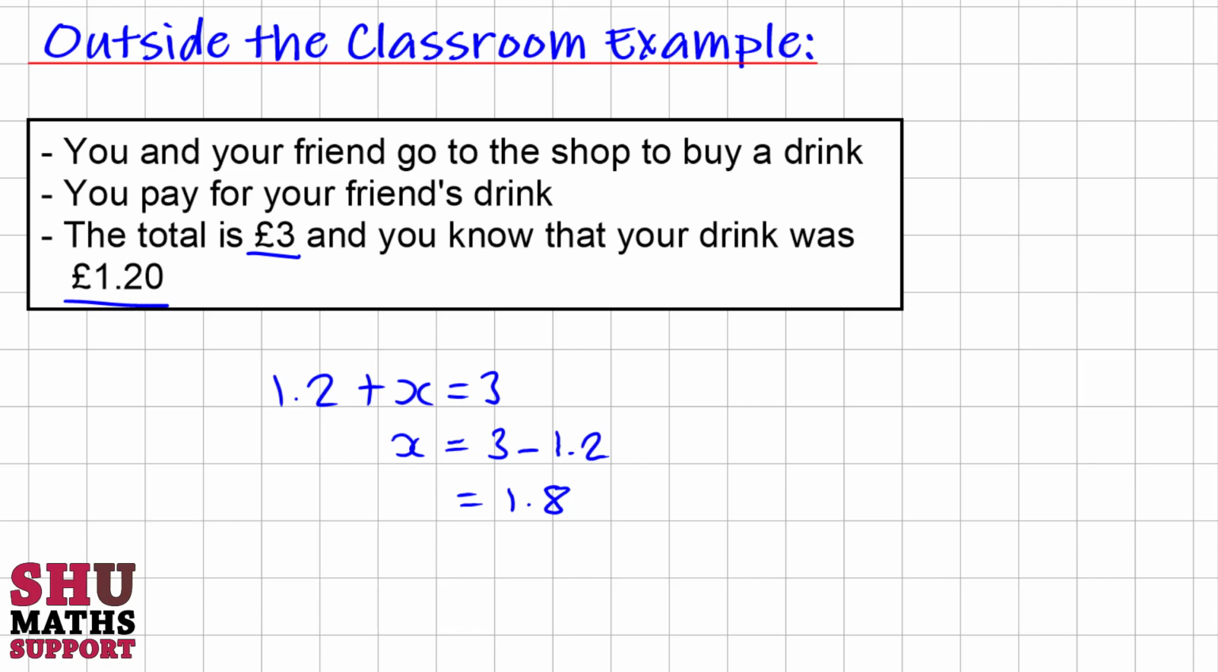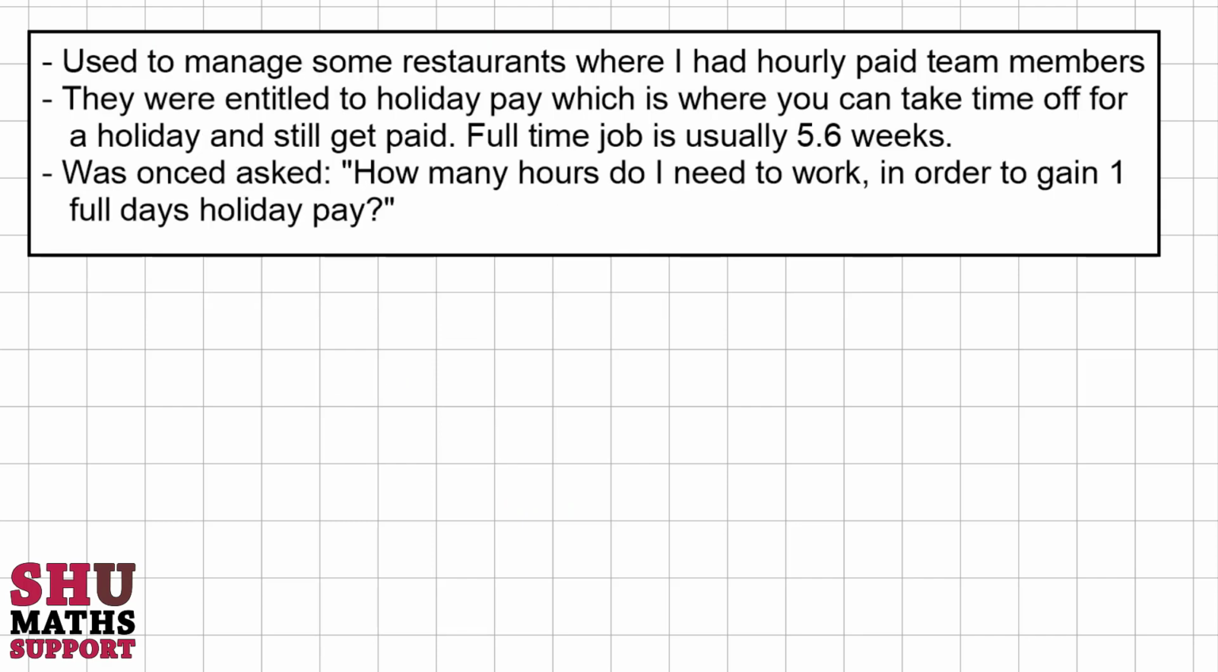You would just think 3 minus £1.20 is £1.80. So now I want to give you an example where I've used substitution and rearranging equations before in order to work something out that I couldn't exactly do in my head and that you perhaps couldn't really do in any other way other than using algebra.